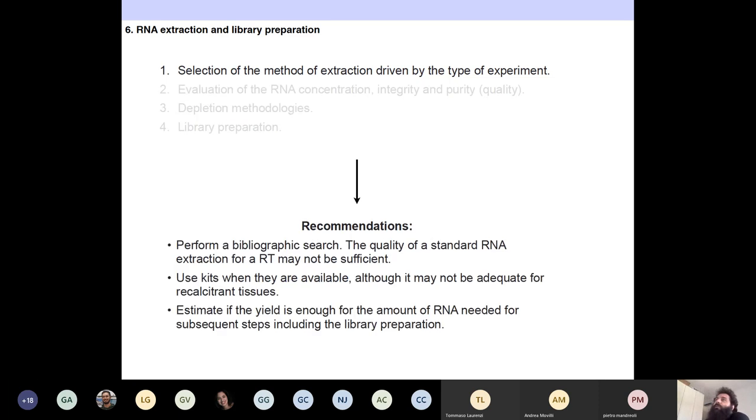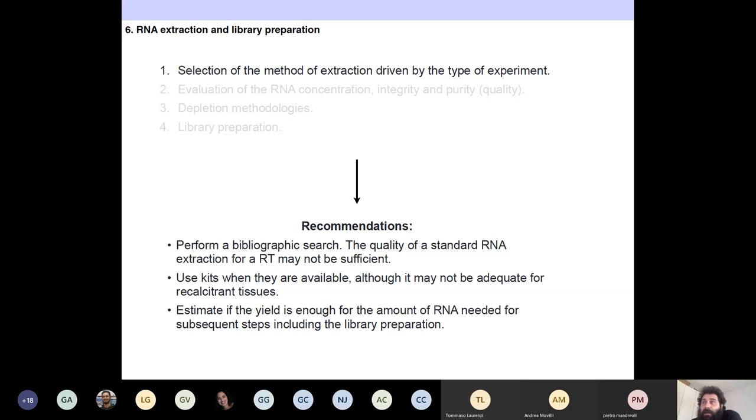So for example, the selection of the method of extraction. First, my recommendation is to perform a bibliographical search, because the quality of the RNA extraction from a method that you use commonly in the lab may not be sufficient in terms of quality, okay? You may think, oh yeah, I have been extracting RNA a lot for qPCRs that I do in Arabidopsis, so I don't need to find a new method because this method works to extract RNA. It may, but you may not have the quality that is required for an RNA-seq experiment.